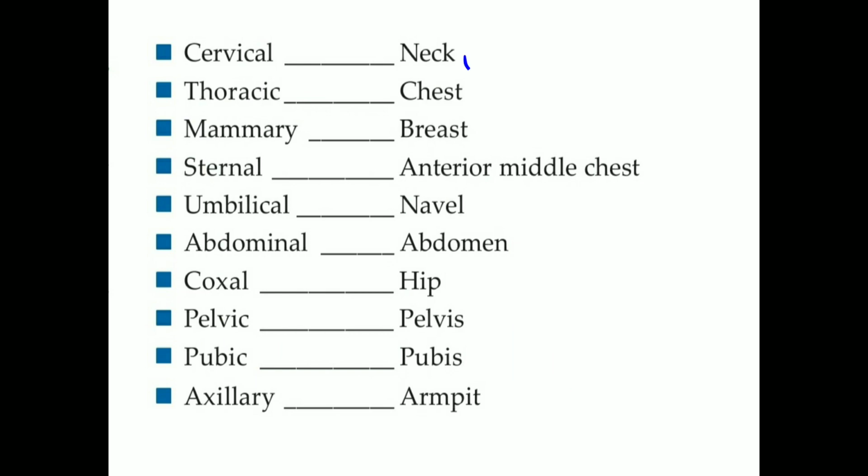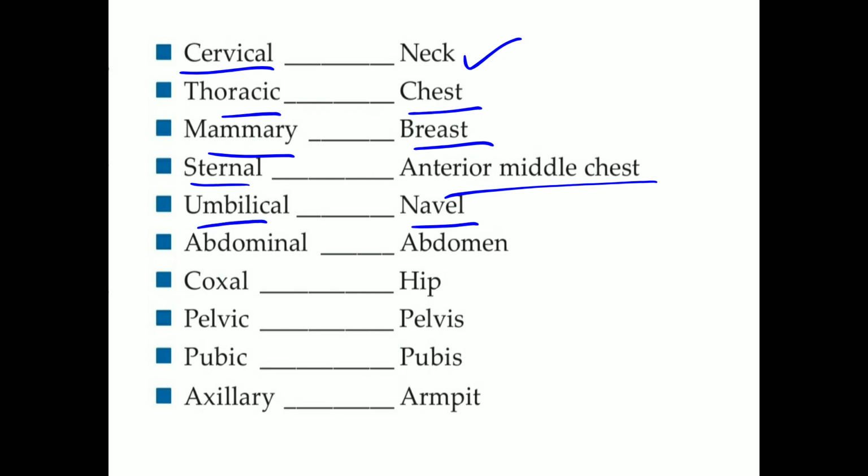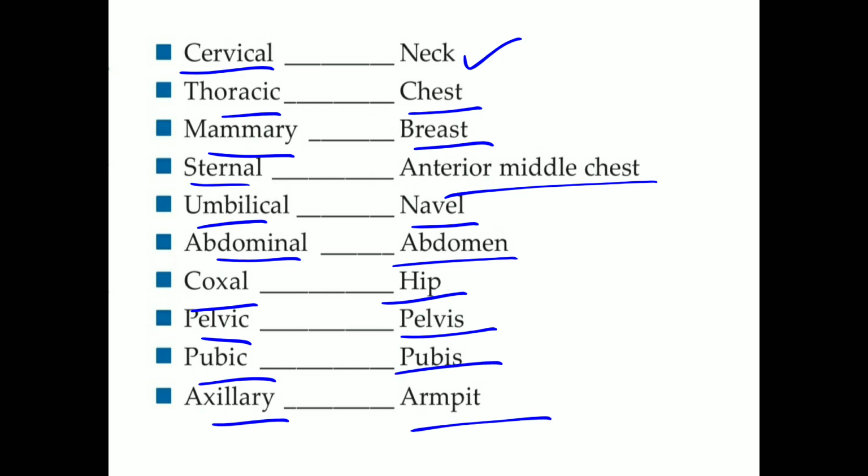The next, cervical region refers to the region of the neck. Thoracic refers to the chest. Mammary refers to the breast. Sternal refers to the anterior middle chest where the sternum is present. Umbilical refers to the navel. Then abdominal refers to the region of the abdomen. Coxal refers to the hip. Pelvic refers to the pelvis. Pubic refers to the pubis. Axillary refers to the armpit.